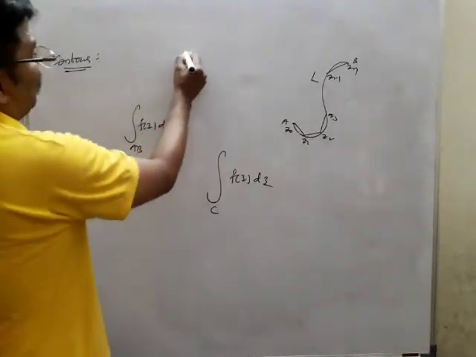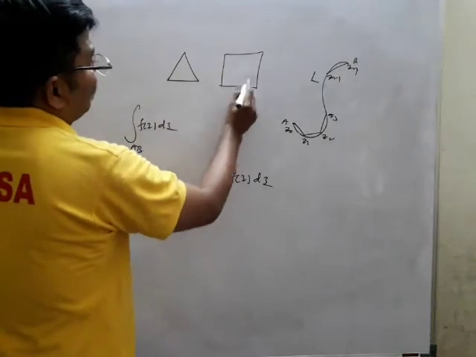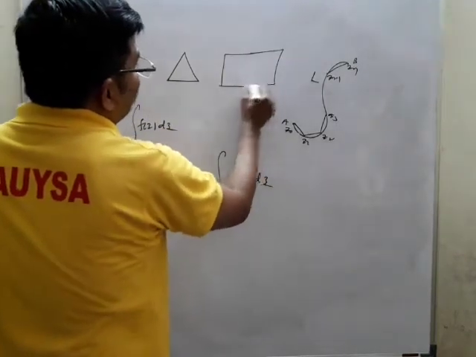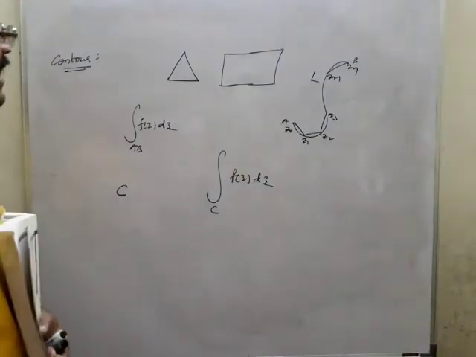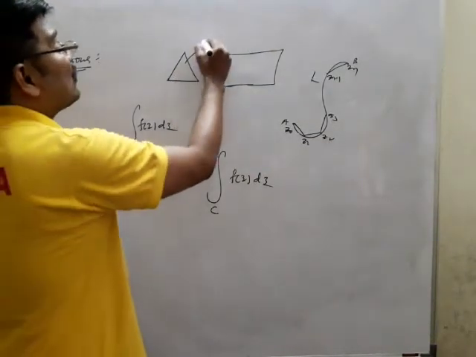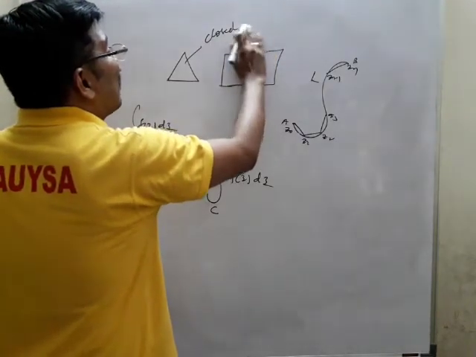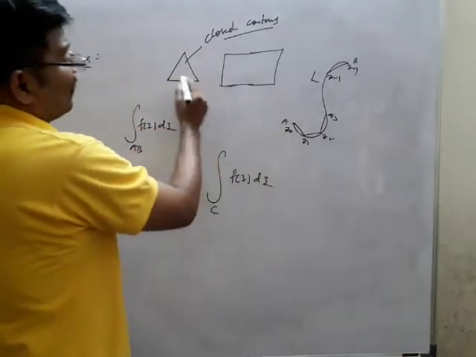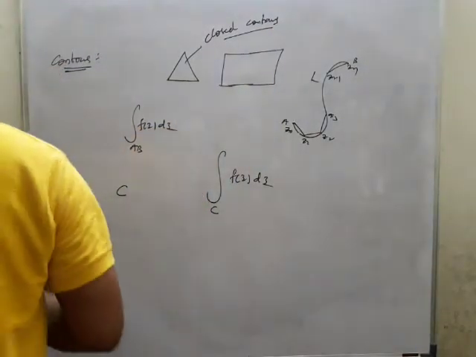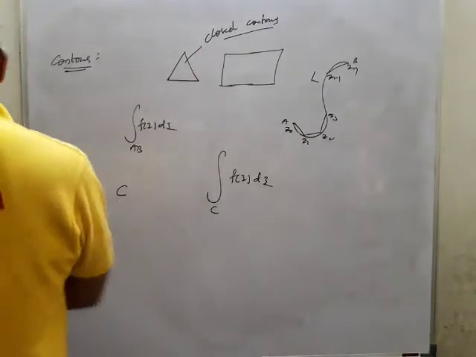Let us see one example: the boundaries of a triangle, the boundaries of a rectangle, the boundaries of a square. These are called curves, and these are closed curves. I can say a closed contour. This is a closed contour, and this is also a closed contour. A closed contour has a form like this.